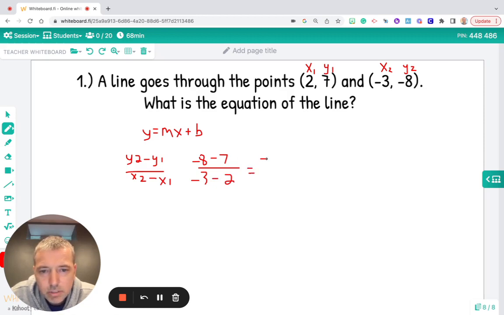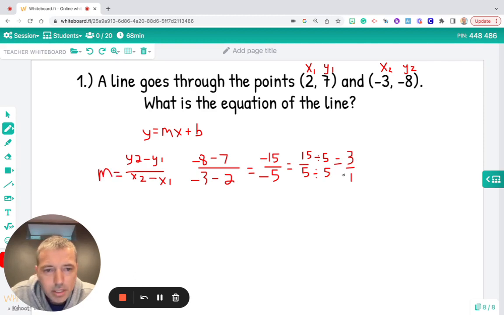So -8 minus 7 is -15. -3 minus 2 is -5. Well, I know a negative on the top and the bottom cancel out. A negative divided by a negative is a positive, right? So I'm just going to cancel out those two negatives and write it with the positive. What number goes into both those numbers? Well, 5 does, right? So 15 divided by 5 is 3. 5 divided by 5 is 1. So my slope, my m, is 3 over 1, or another way to write that would just be 3, right? So my m is 3.